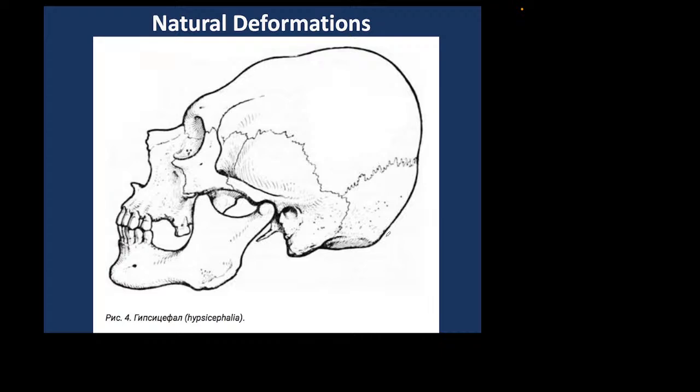And this is another form of skull deformation called hypsicephalia, when the neurocranium protrudes superiorly. This process takes place when there is early overgrowth of the coronal and some part of the sagittal sutures.